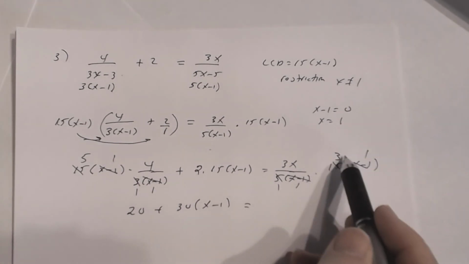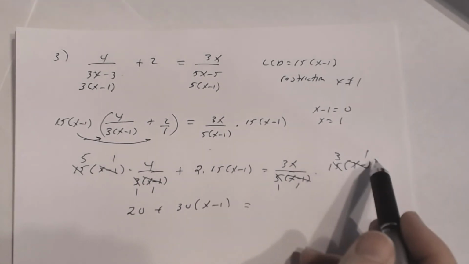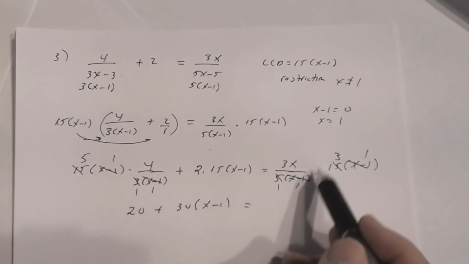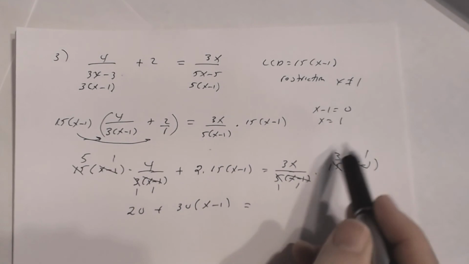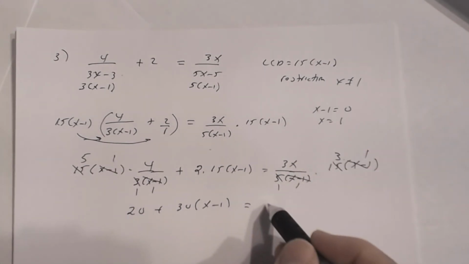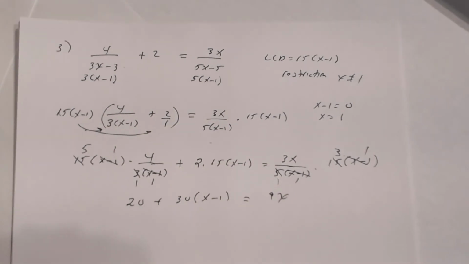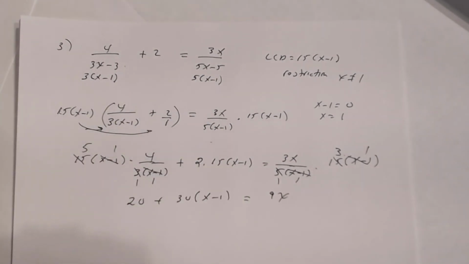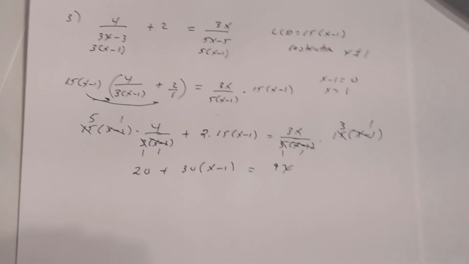First of all, let's look at this. Remember, multiplication is commutative. The order in which you multiply does not matter. 3 times 3 is 1. So 3x times 3 is 9x. Y'all agree? All right. So now notice I went from a rational equation to a linear equation. So let's solve this linear equation now.